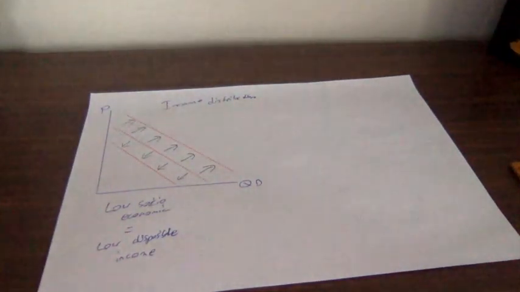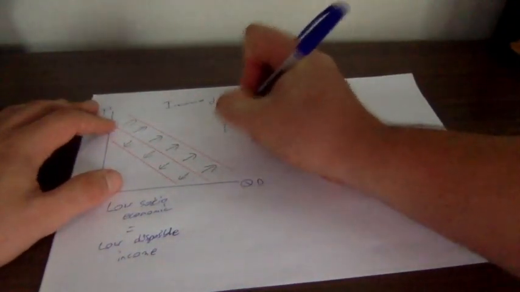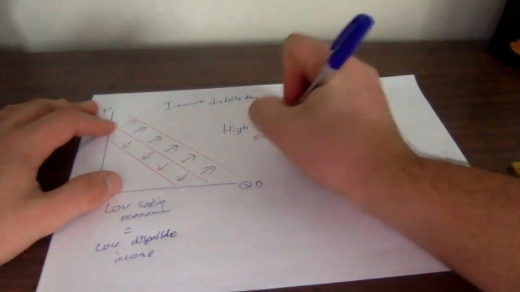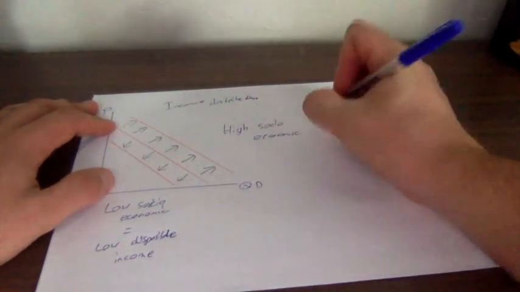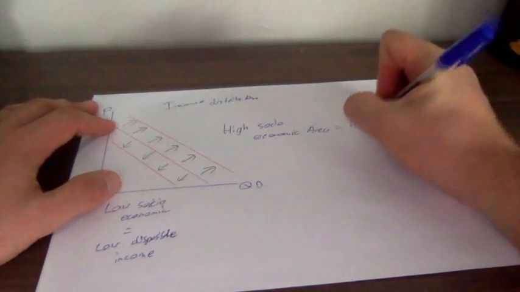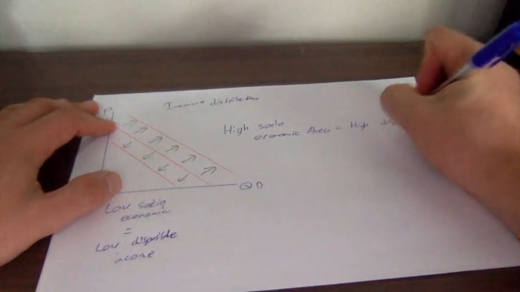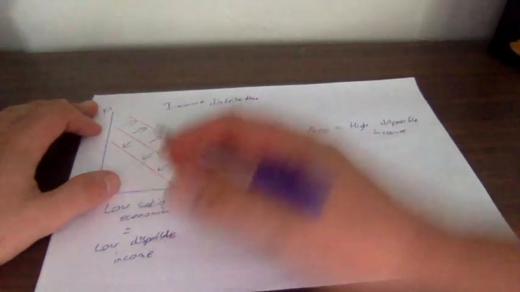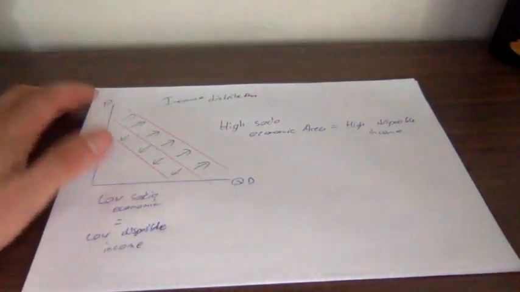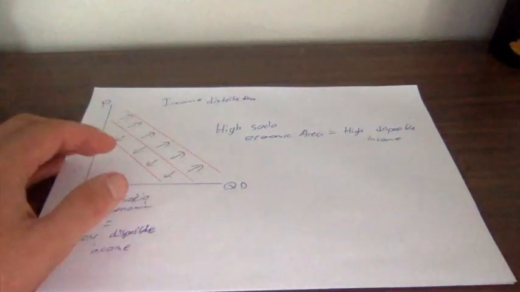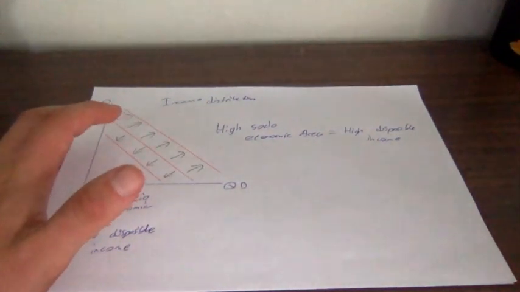If you're in a high socioeconomic area, this equals high disposable income, which will result in the demand curve shifting right because they've got a lot more money. Quantity demanded at any price has increased just because they have a lot more potential to consume more.